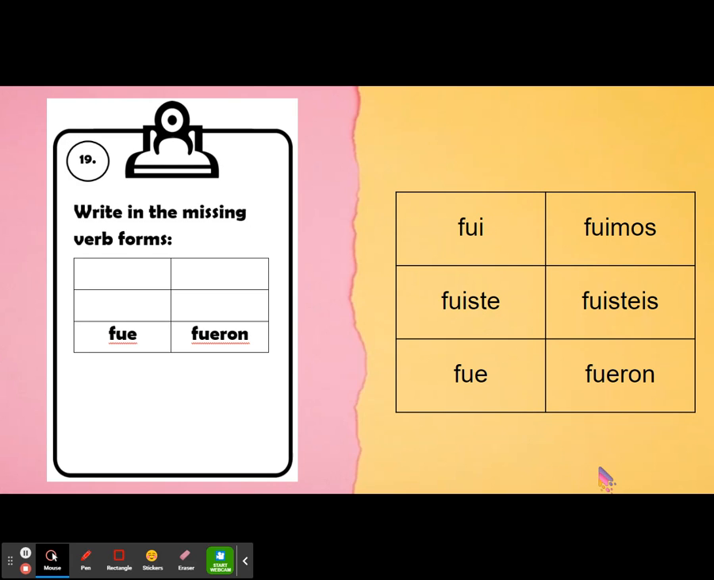All right, oh, I did not animate that one. Well, I guess we're just going to do this one together. So the missing verb forms, and we did see this on our activity yesterday. So the missing verb forms in that box are fui, fuiste, fue, fuimos, fuisteis, fueron, and what verbs is this verb conjugation for? Good. It's for both ir and ser. Okay, so it can either mean I went or you went, whoever went, or was or were.